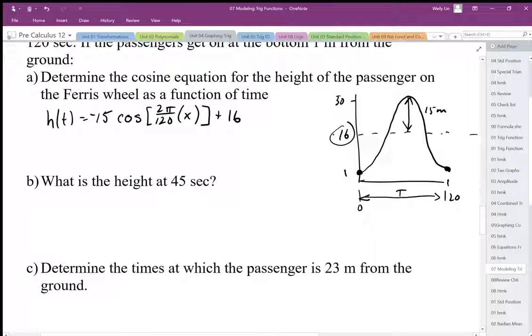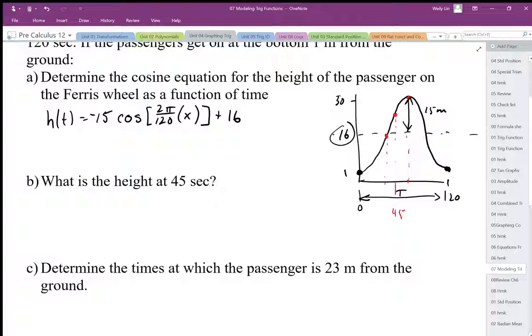So the next question asks, what is the height at 45 seconds? At 45 seconds, it's going to be about 60 there. 45 seconds represents right about there. 30 seconds represents 1 quadrant, so that's going to be 90 degrees. 45 seconds represents halfway between there. So if I'm halfway between quadrant 1 and quadrant 2, I'm at 135 degrees essentially.